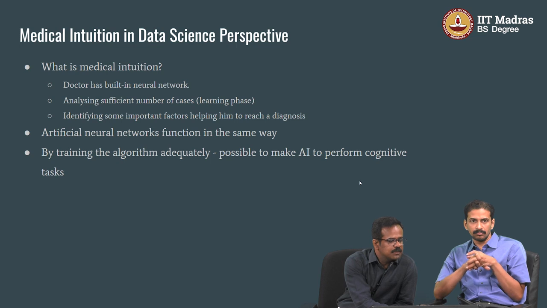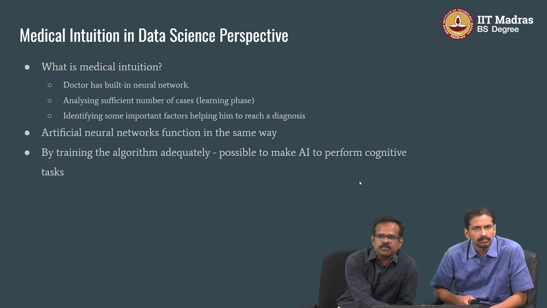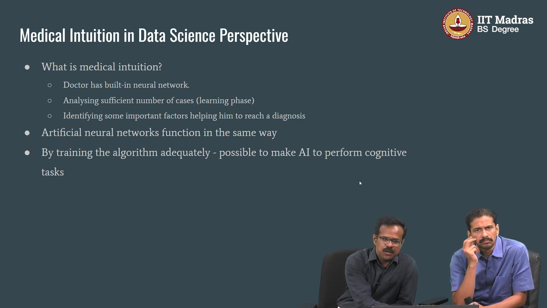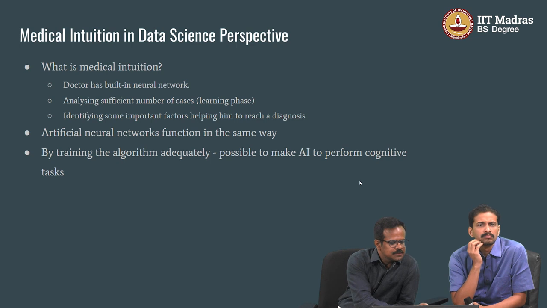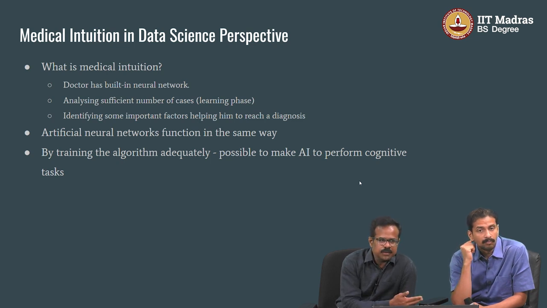So you can read this, the doctor has built-in neural networks. Artificial neural networks try to mimic this, and this is how we understand the evolution of neural networks. By training the algorithm adequately, it is possible to get AI to perform cognitive tasks. That is happening. That was a theme of science fiction movies some decades back. Now they are becoming a reality.